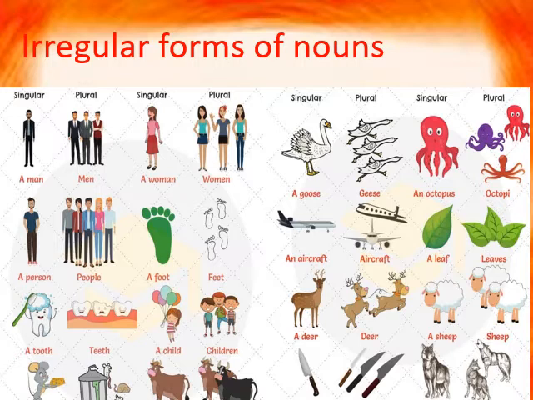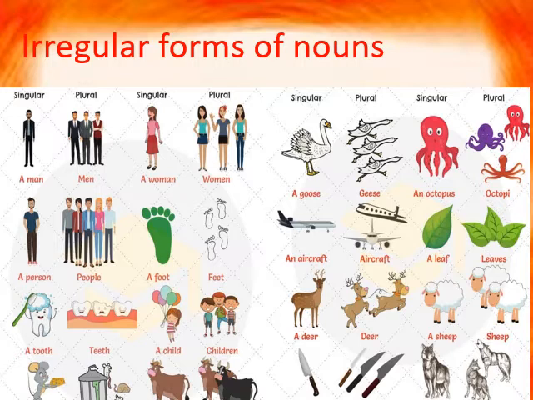A leaf. L-E-A-F. F is removed. In the place of F, V-E-S we have written. Next, a deer. In a singular form also it is called deer, and in the plural form also it is deer. So here, that is why it is called irregular forms of nouns. Here it doesn't change. A sheep. If there are more than one sheep, then also it is called sheep.